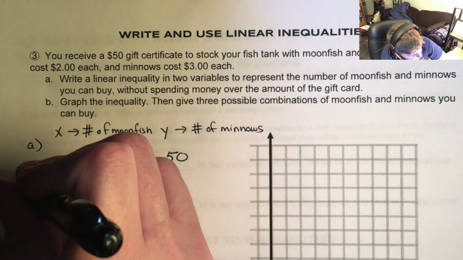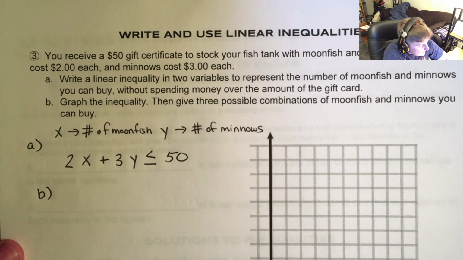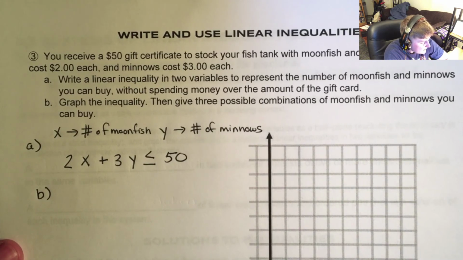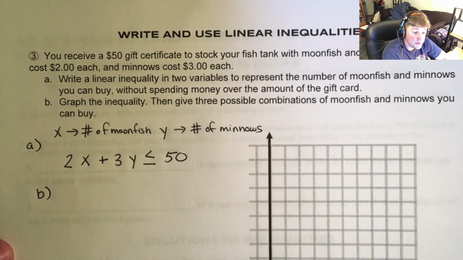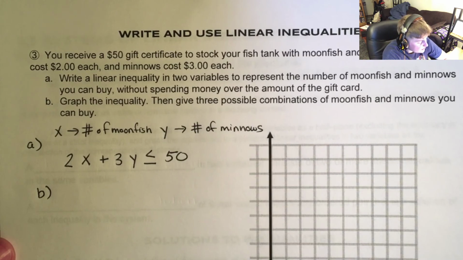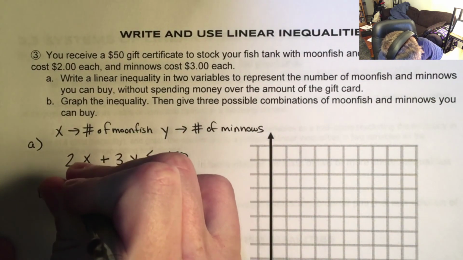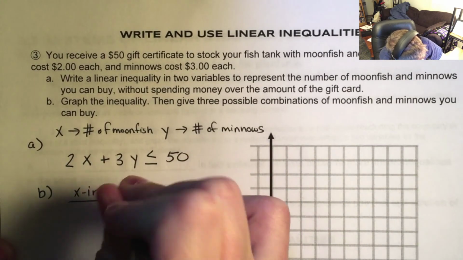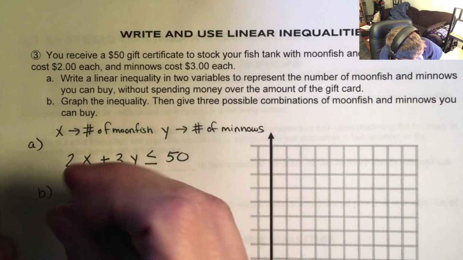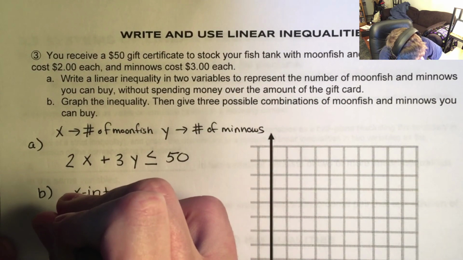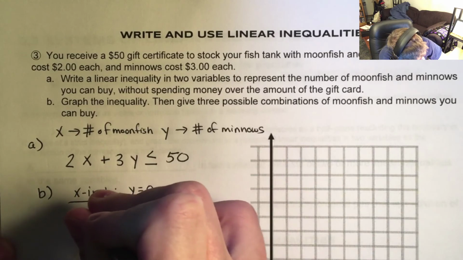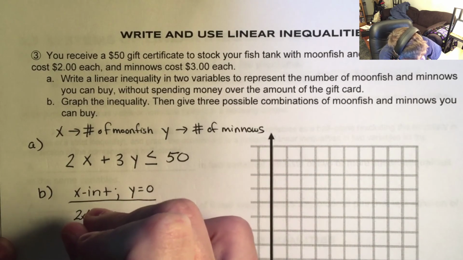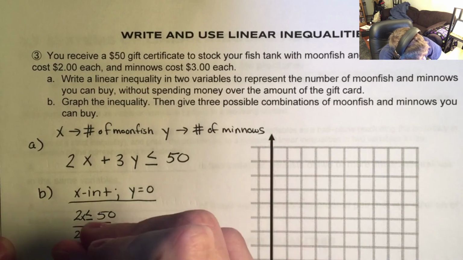Okay, lastly, we want to graph the inequality and then give 3 possible combinations. Okay, so let's go ahead and graph this. This particular problem is in standard form, so let's go ahead and find the x-intercept. Okay, the x-intercept is when y is equal to 0. So that means I'm going to have 2x is less than or equal to 50, which means x is less than or equal to 25.